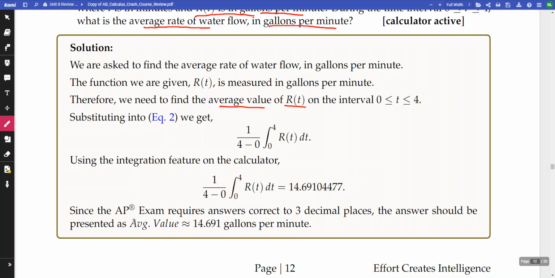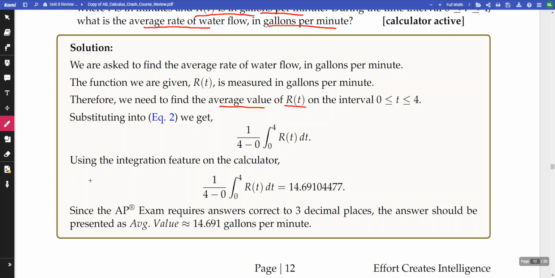For those of you watching this video in preparation for AP exams, the AP exam currently requires answers correct to 3 decimal places. So the answer should be presented as 14.691. For those of you that might be watching this for other exam services or for another course, be aware of the accuracy that you're expected to use. But the average value of a function will be used if you're asked for the average value of the function that you're given.